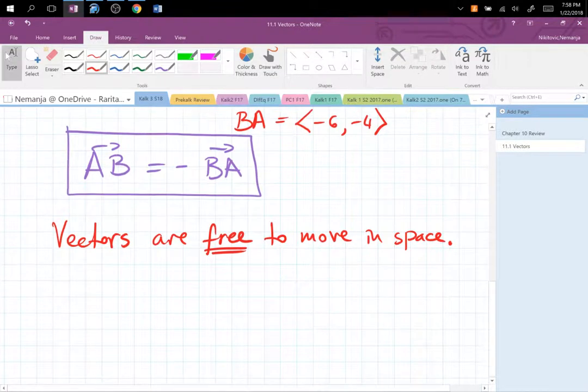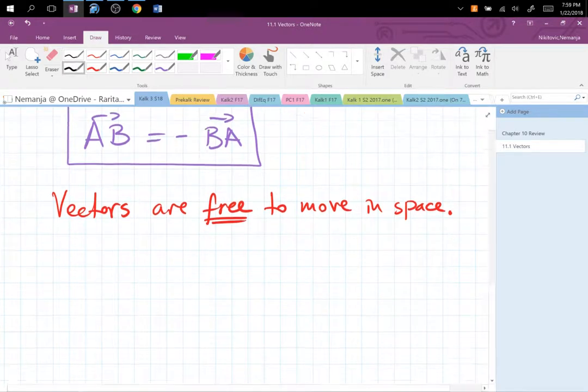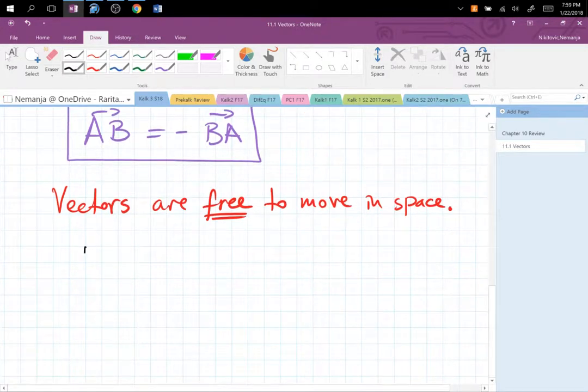So what I'm going to do now is I'm going to take my vector 6, 4 and move that vector so it starts at the origin.